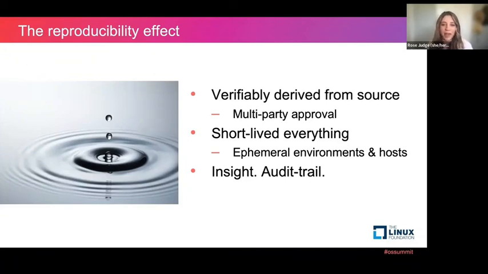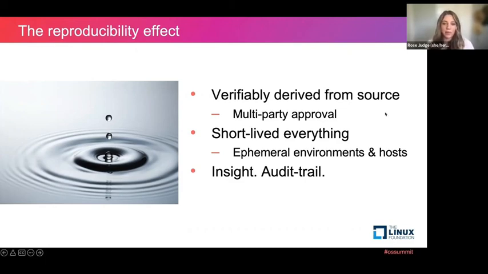If we verifiably derive as much of our pipeline and infrastructure from source code, we can require multi-party approval of changes and redeploy with ease. This idea of reproducibility also ensures that we don't need to keep anything for extended periods of time. So we can just recreate it when we need it instead of storing it. And this idea of short-lived everything in the development pipeline means more secure software all around. It means even if bad actors are able to gain access to a build system one time, they don't retain that access. And by regularly redeploying ephemeral environments and hosts, we can protect against rootkits and other persistent threats.